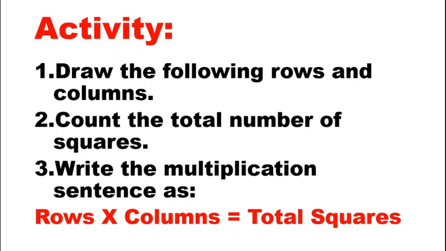So in your activity, we have 3 instructions. First, we need to draw the following rows and columns. Number 2, count the total number of squares in all. And the third is we need to write the multiplication sentence in the following format: rows times the columns is equal to the total squares, or total number of squares.